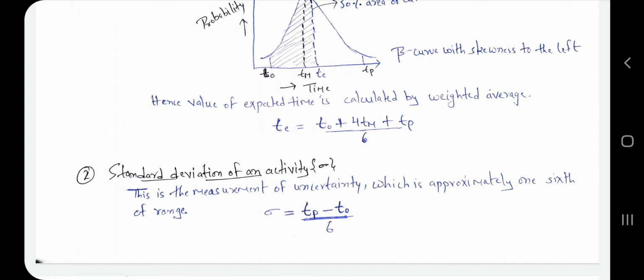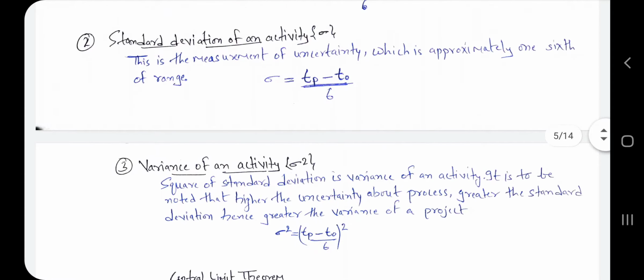Standard deviation is the measurement of uncertainty, which is approximately 1/6 of the range. The formula for finding the standard deviation is sigma is equal to (TP minus T naught) divided by 6. You remember this formula because you have to use it for finding the standard deviation. And the last one is the variance. The square of standard deviation is the variance of an activity.